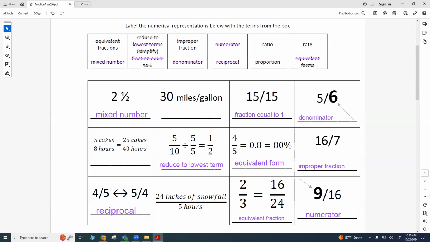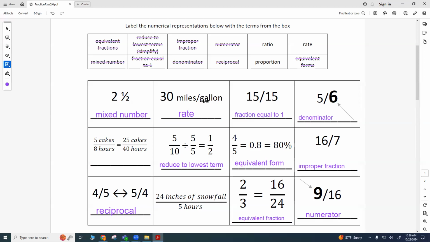30 miles per gallon, is that a proportion, a ratio, or a rate? Oh, Mel says it's a rate. No, it is a ratio, but it's a special kind of ratio that we call a rate. Good. Okay. So Mel, can you tell us what a rate is? Okay if you can't. So yes, every rate is a ratio. However, right, this is more a rate than a ratio.